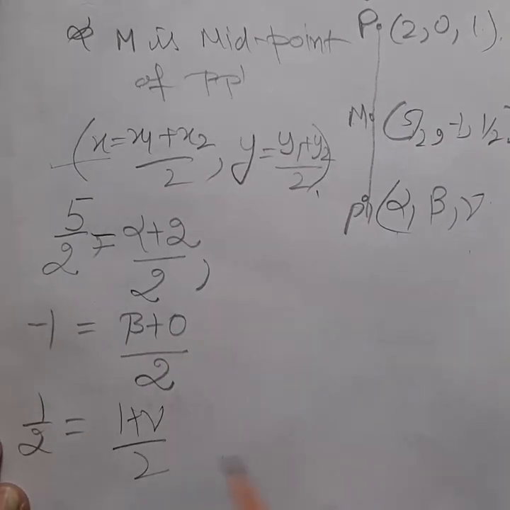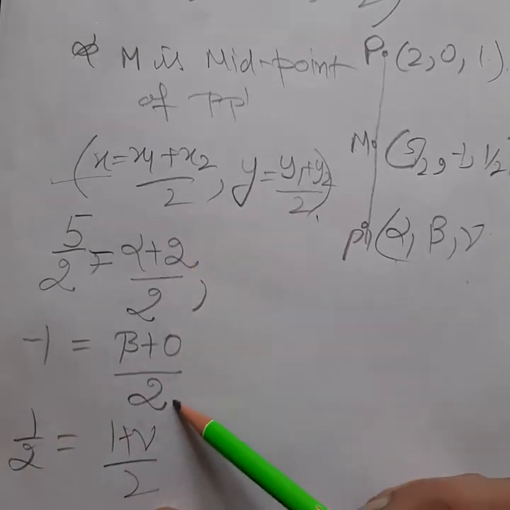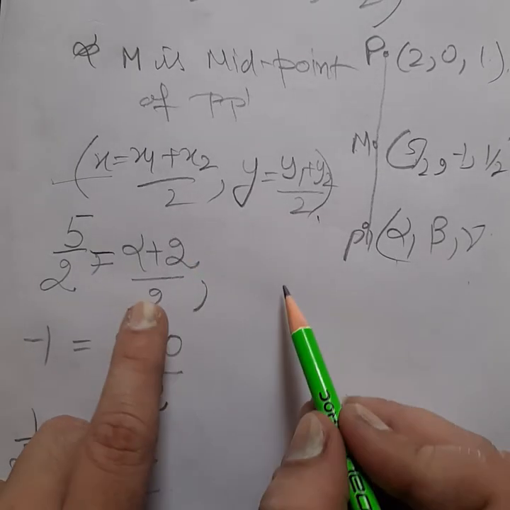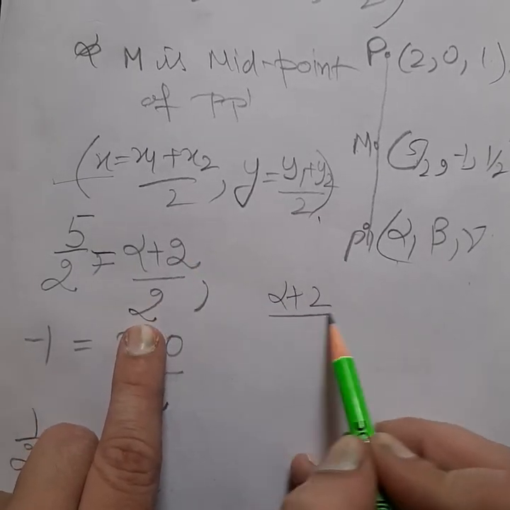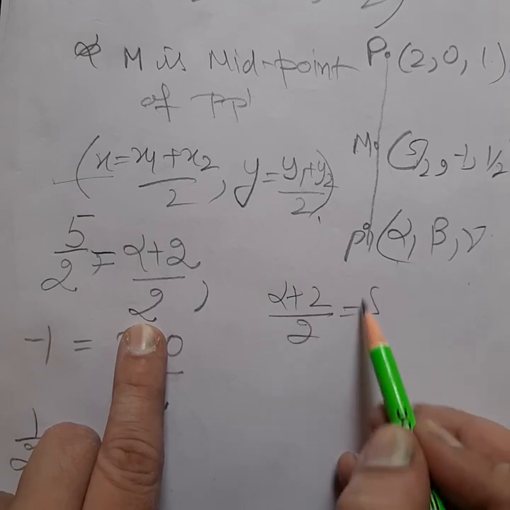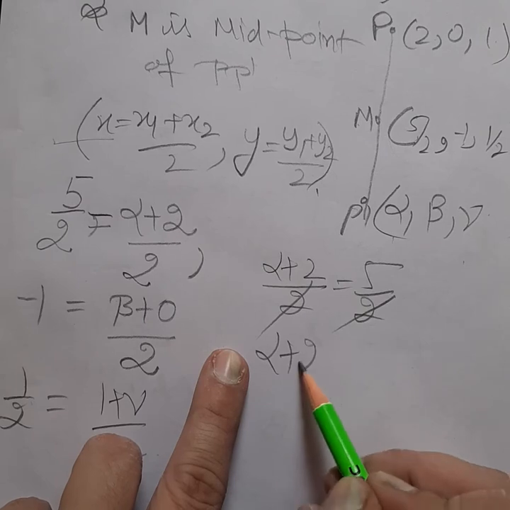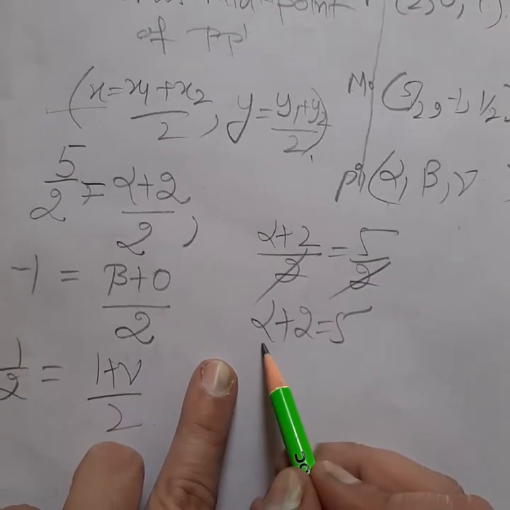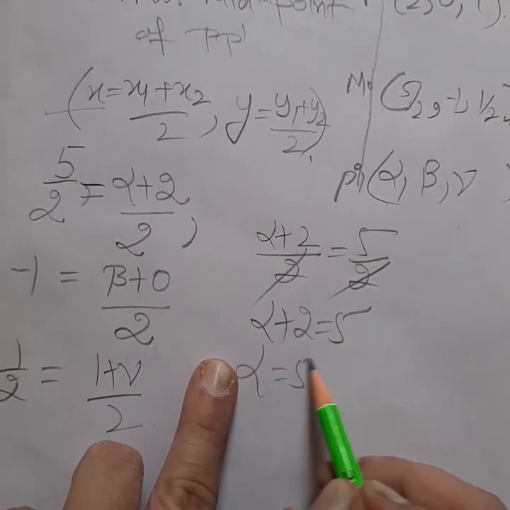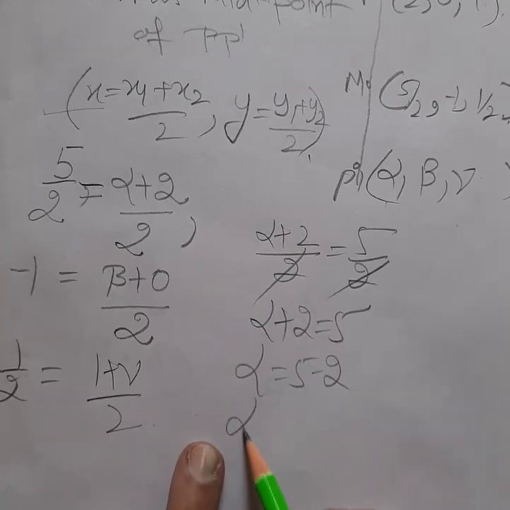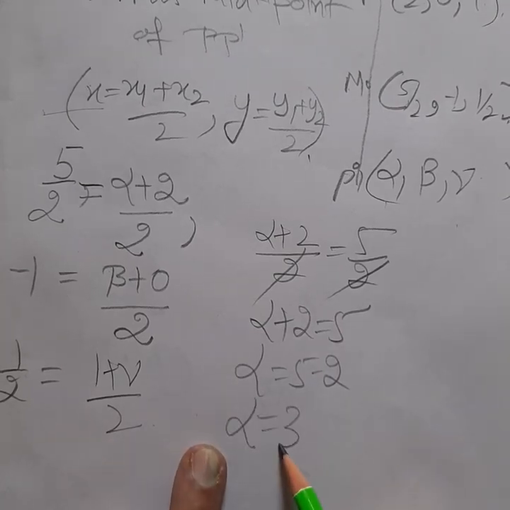Okay, now students, we have to solve these three equations, and for this you can write here (alpha + 2)/2 is equal to 5/2. By cancelling 2 and 2 we get alpha + 2 is equal to 5, and you can solve it as 5 minus 2, we get the value of alpha.